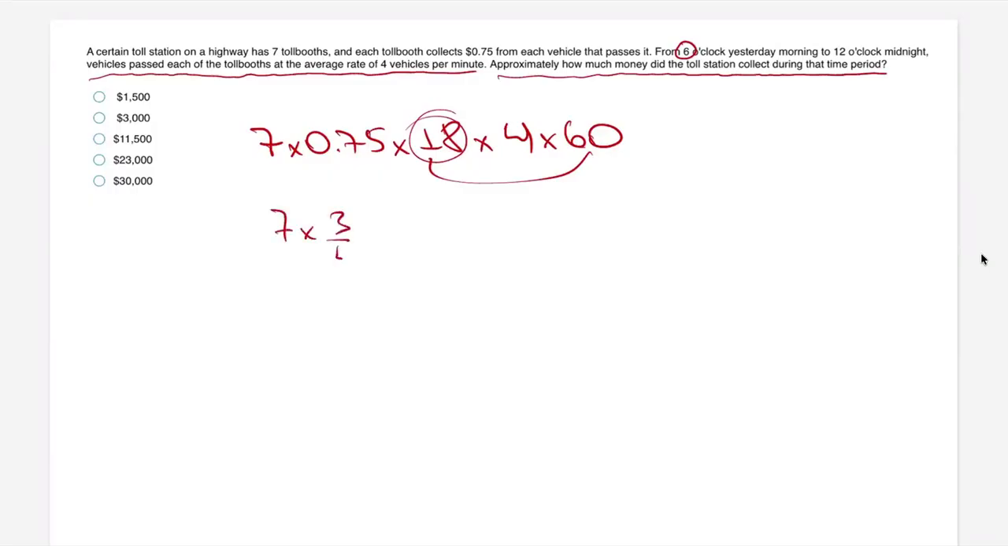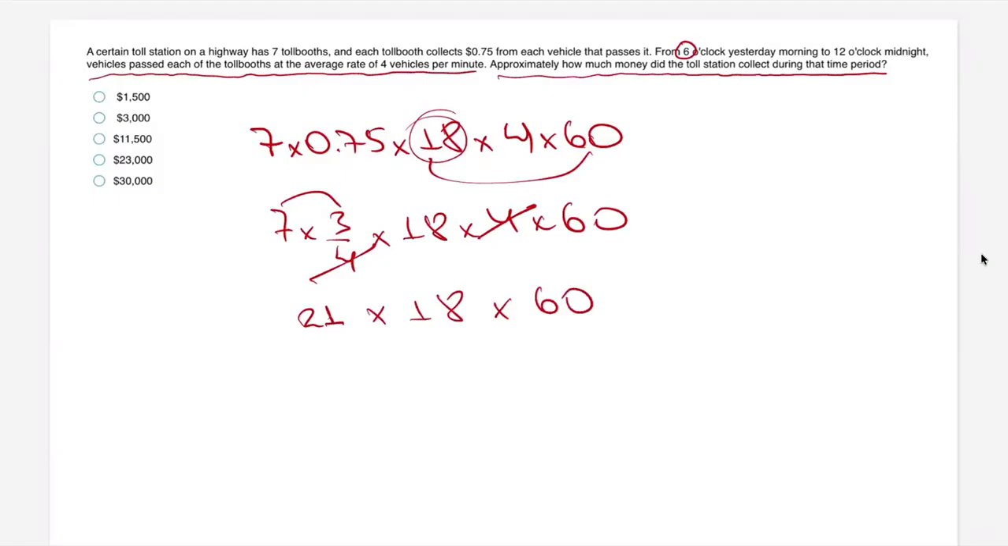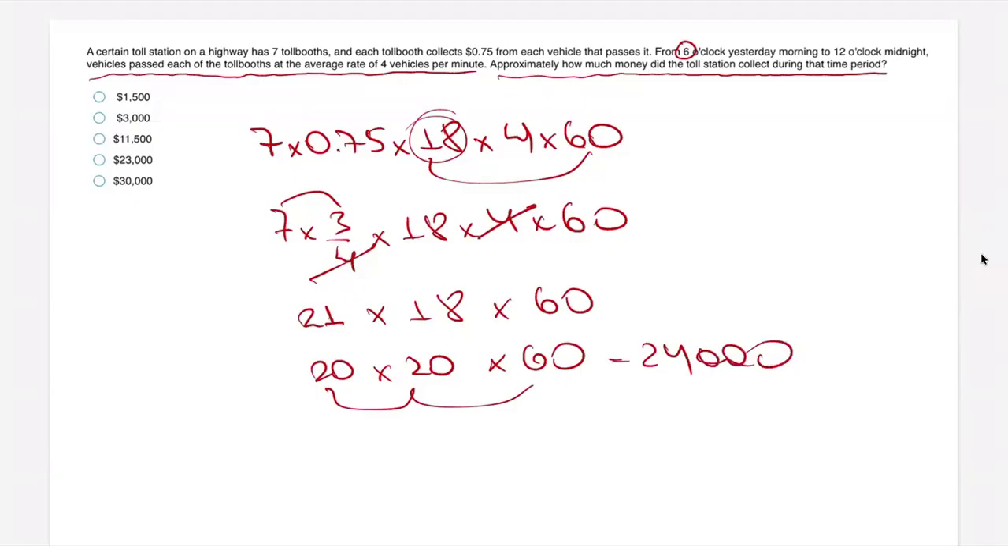7 times 3 over 4 times 18 times 4 times 60. 7 times 3 is 21, times 18 times 60. Approximately 20 times 20 times 60. 12, 24, 3 zeros.